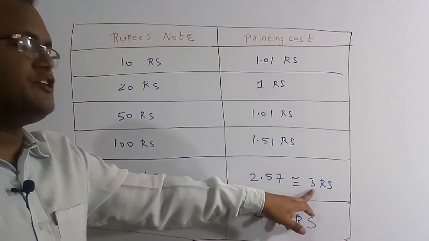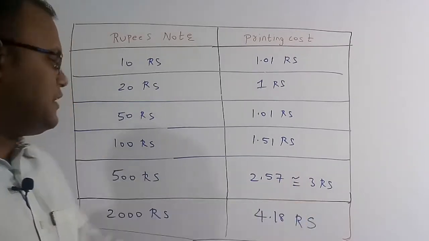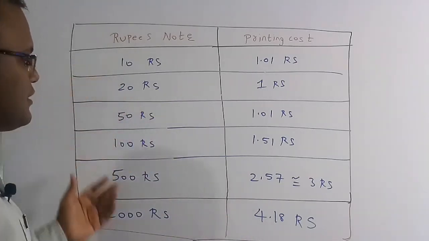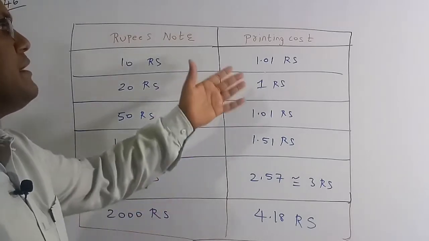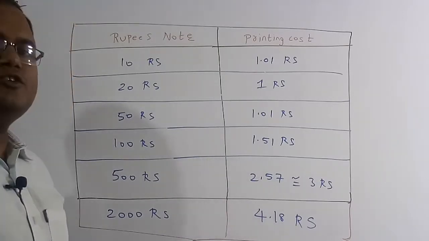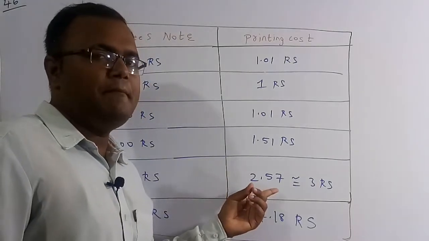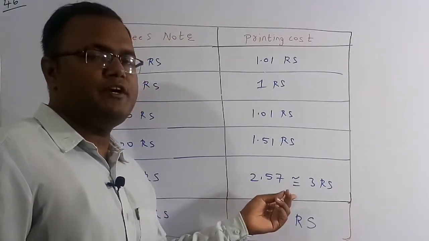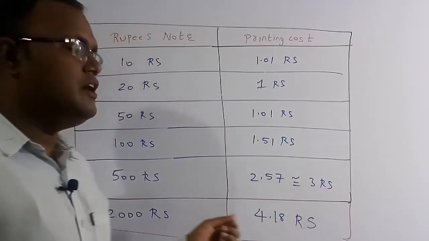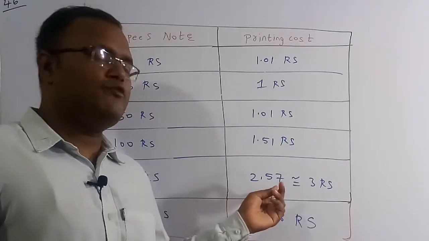So therefore it is nearly 3 rupees. The exact value is 2.57 rupees, but we are going to equate it to nearly 3 rupees. To print the 2000 rupees note, the printing cost is 4.18 rupees. These are the different types of notes which are available in India and the printing cost for one note. Only for one note, this is the printing cost. In the question they have asked for a 500 rupees note what the printing cost is. The exact value is 2.57, but 2.57 is not present in the options, so we nearly equate it to 3 rupees. This is the nearest value. Therefore we can assume that to make a 500 rupees note, the printing cost is 3 rupees, but the exact value is 2.57 rupees.